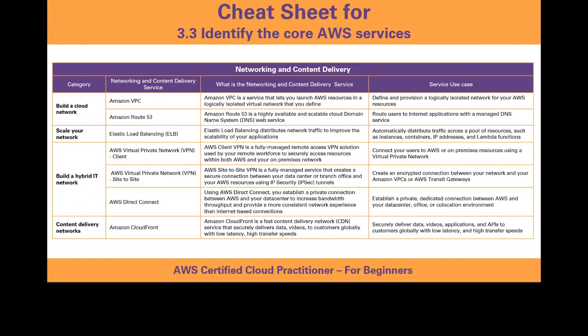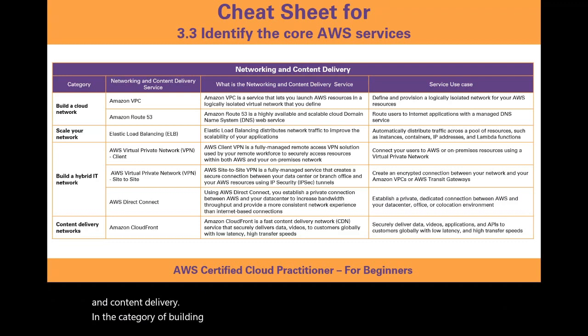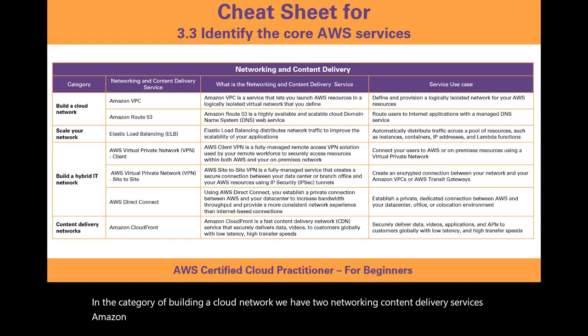We continue with 3.3, identifying the core AWS services, and now we go over networking and content delivery. In the category of building a cloud network, we have 2 networking content delivery services: Amazon VPC, also known as Virtual Private Cloud, and Amazon Route 53.